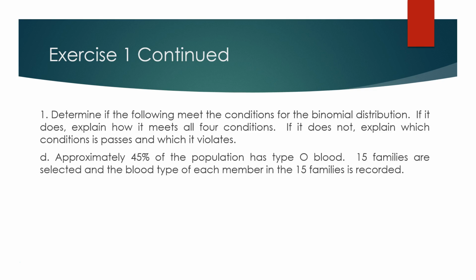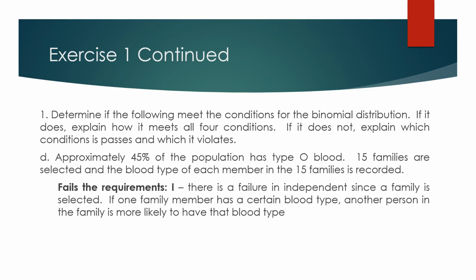All right, and then lastly, 45% of the population has type O blood. 15 families are selected and the blood type of each member in the 15 families is recorded. There's actually going to be a few failures here, but the main one is the independence failure. You're going to have a failure of independence because if you're selecting a family, if one person is a certain blood type, the more likely the other members of their family are to be that blood type.